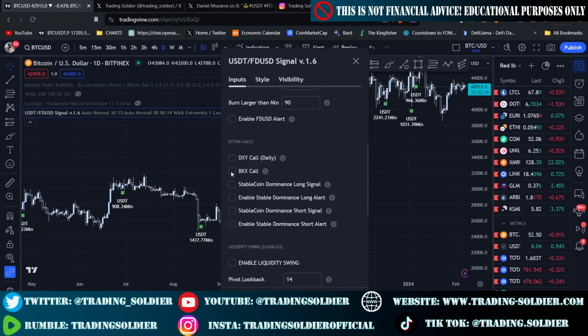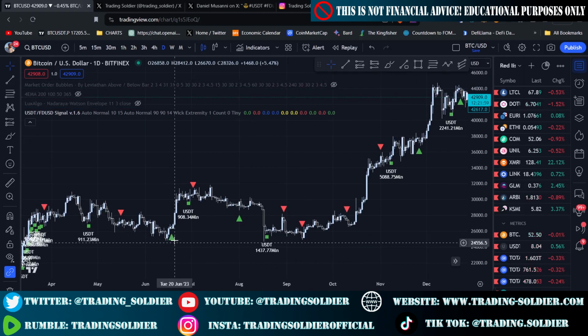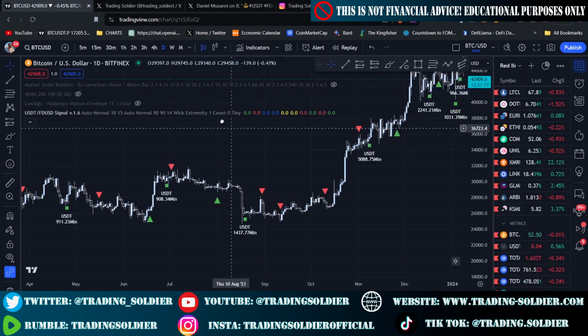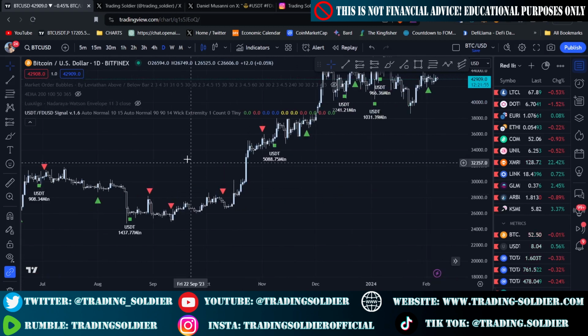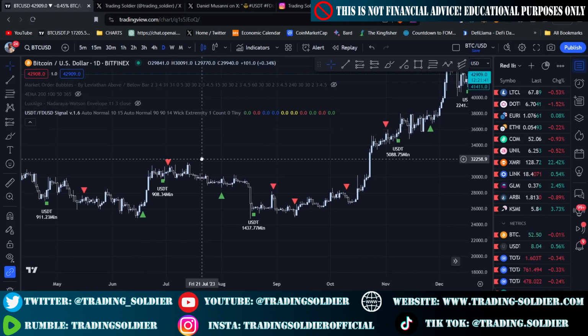Another function that this indicator gives us is the BKX call. The BKX call analyzes the inflows and outflows of the banking system, the TradFi system, and with this information that the indicator gathers, it prints long and short signals. As you can see, we have this green triangle and these red triangles. The indicator prints a green triangle when it's a long or buying signal, and a red triangle for the short or selling signal in spot.